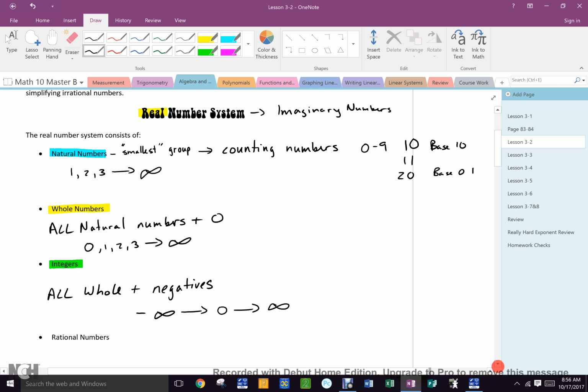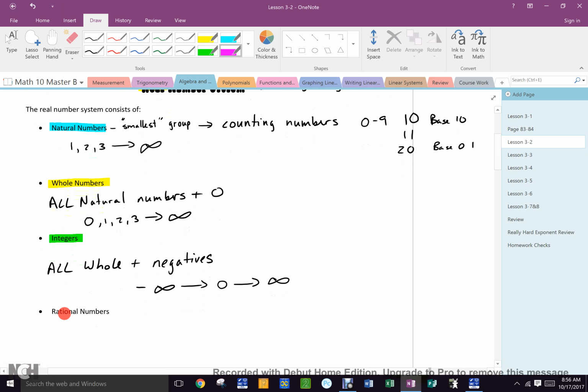Okay, so now you guys are being such smart children. We get to rational numbers. What's the only thing we haven't talked about? We've talked about 1, 2, 3, 4, 5, 6, 7, 8, 9, 10 up to infinity. We've talked about 0, 1, 2, 3, 4, 5, 6, 7, 8, 9, 10 up to infinity. We've talked about integers. Negative 1, negative 2, and so on: negative 2, negative 1, 0, 1, 2, 3. What haven't we talked about? What's missing? Haley? Decimals. Absolutely correct.